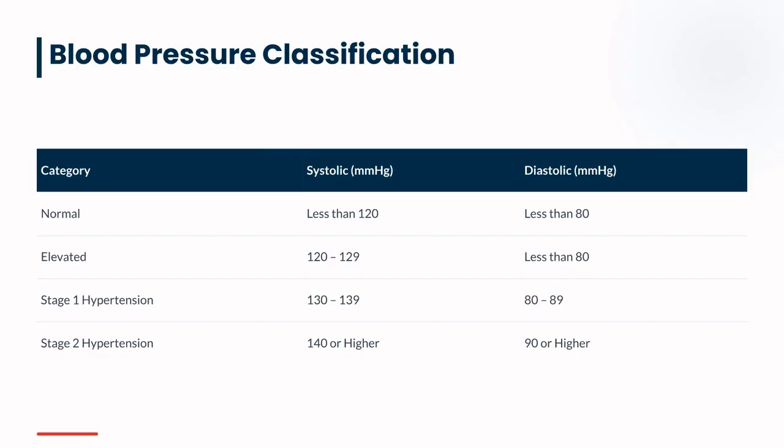Normal blood pressure is less than 120 over 80 millimeters of mercury. Elevated blood pressure falls between 120 and 129 systolic and less than 80 diastolic. Stage 1 hypertension is 130 to 139 systolic or 80 to 89 diastolic. Stage 2 hypertension is 140 or higher systolic or 90 or higher diastolic.